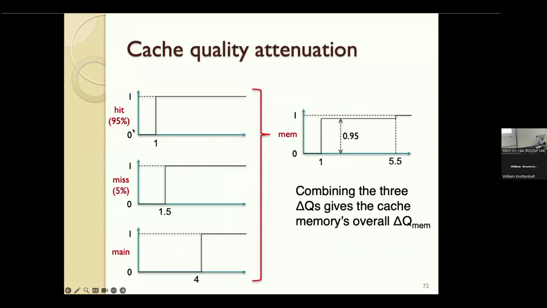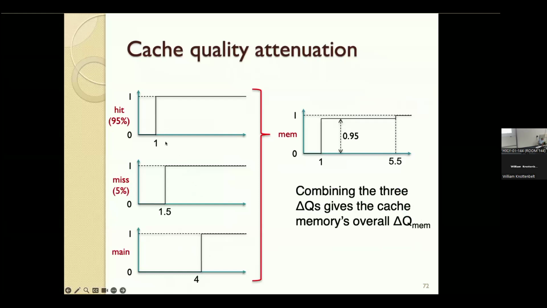So let's say that the hit takes one time unit here. So this gives us a step function. So after one time unit, we have 100% success. Let's say the miss takes 1.5, so a little bit longer. So we get a 1.5 here, and the main memory read maybe can take 4, for example.